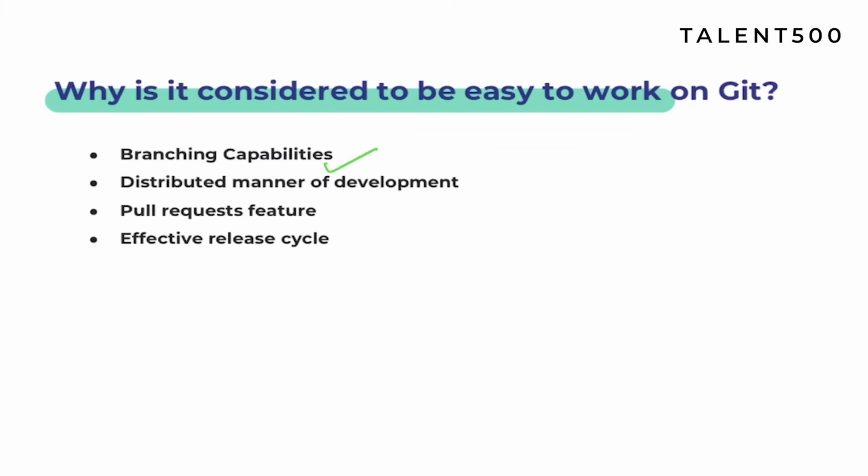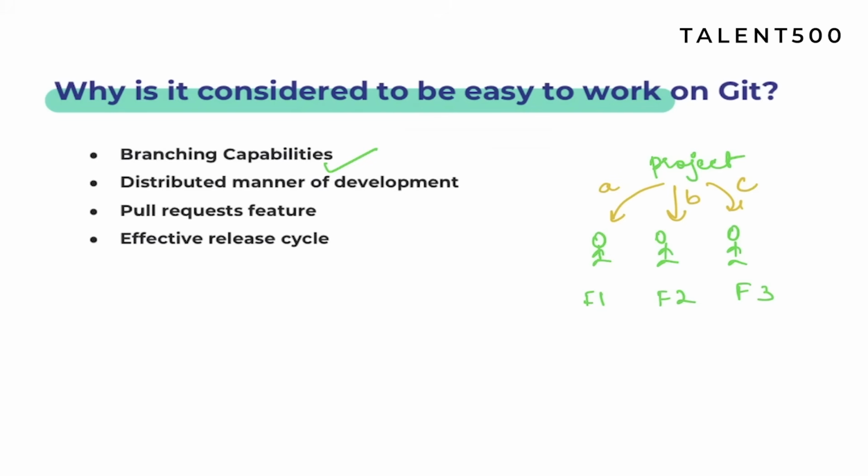Now, let me put it in an easier manner. Let us say I have some project. For this project, we have different people in the team. Let us say this one is working on feature 1, this one is working on feature 2, and this one is working on feature 3. So what we are going to do here is create branches. Branch names can be anything. Let us say A, B, C.